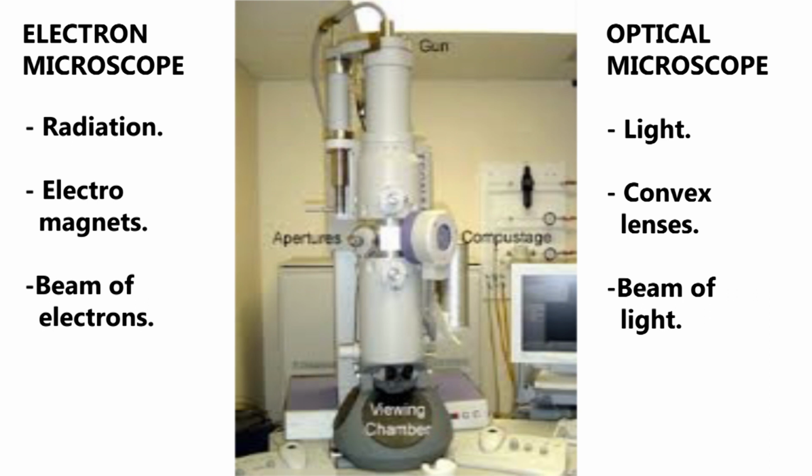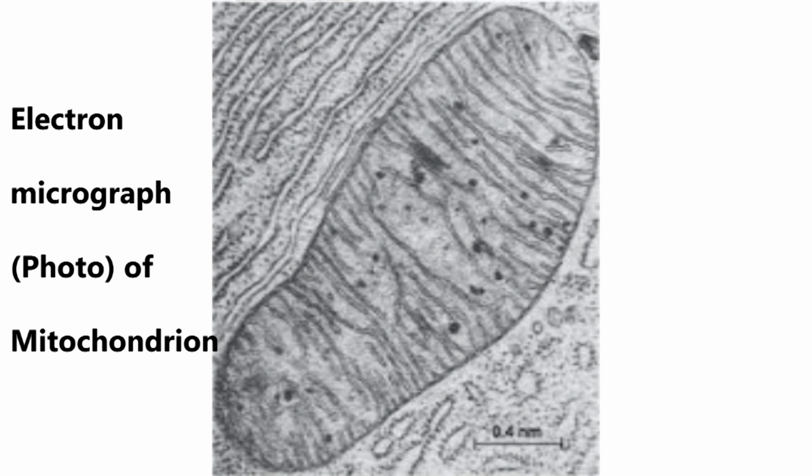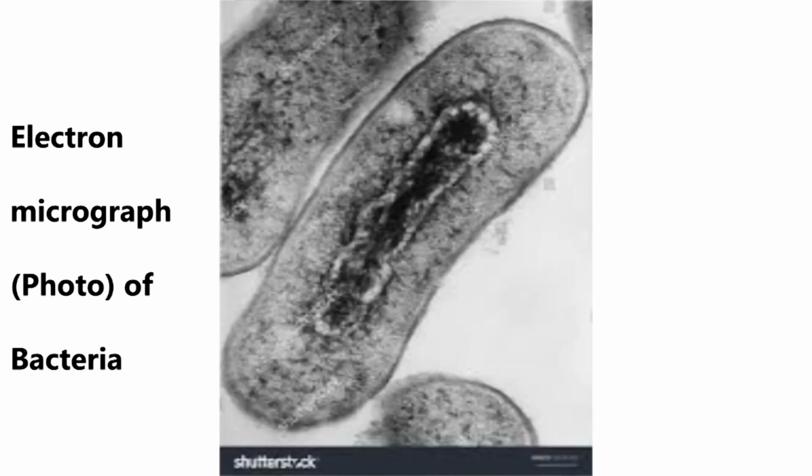All right? Let's look at the advantages of the electron microscope. One, it has high resolution and high magnification. As you can see, these are from an electron microscope. The detailed structures of cells, organelles, bacteria, etc. are not from an optical microscope, they are from an electron microscope.